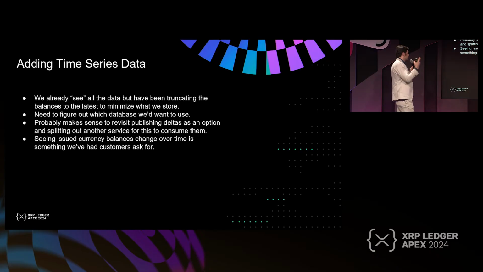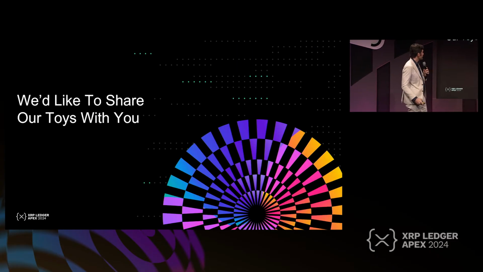And seeing this data, seeing issued currency balances change over time, having that nice graph of money moving is something we've had customers ask for. So there's clear business precedent to try to introduce this, and I know it's not just for us. I know there are other customers out there that want to have this kind of data, and it's something that's kind of hard to do with the XRP Ledger right now. The good news is we'd like to share our toys with you.